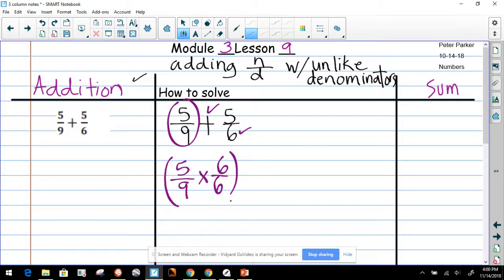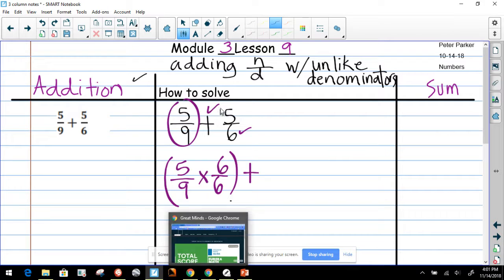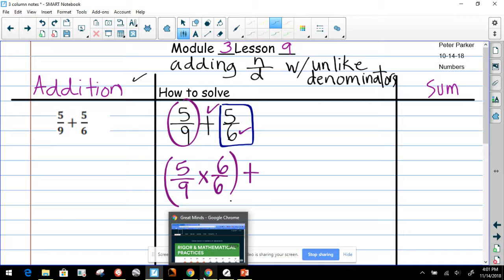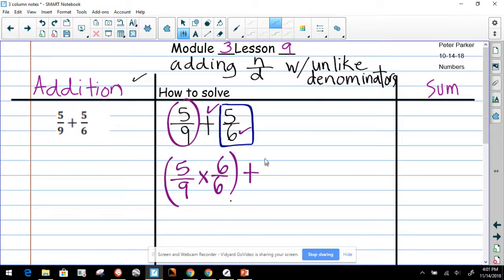Now we're going to do a check. I'm going to write a plus sign, and I'm going to choose a different color so you can see the difference. Now we're going to work with this number, which is 5 sixths. So we're going to find an equivalent fraction for that number, and the way we are going to do that, we're going to rewrite the same fraction. And we're going to multiply that fraction by the opposite denominator.